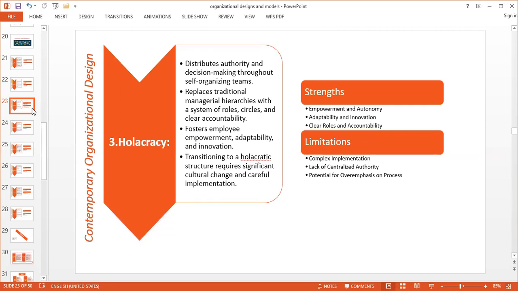Strengths of this organizational design are empowerment and autonomy, adaptability, innovation, clear roles, and accountability. While limitations of this structure are complex implementation, lack of centralized authority, potential for emphasis on processes.